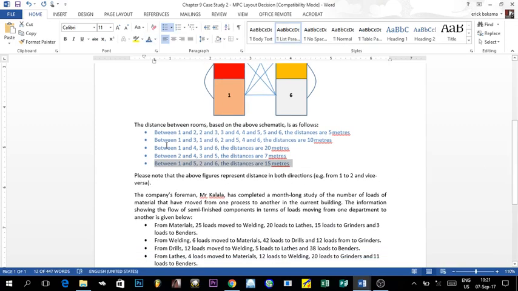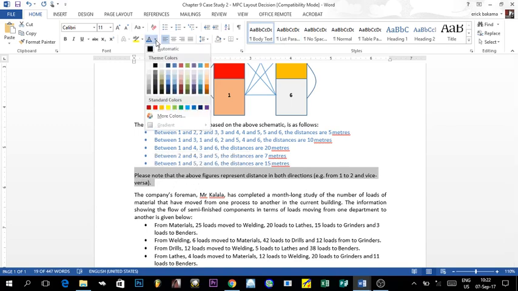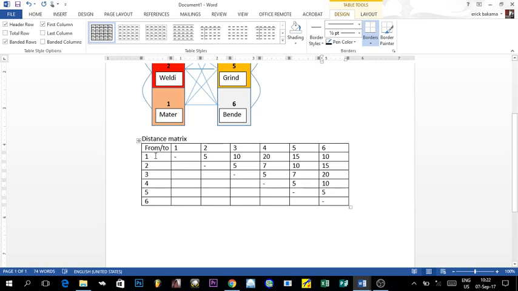But because of this statement that says, please note that the above figures represent the distance in both directions, it means that the distance between 1 and 2 is equal to the distance between 2 and 1. So we need to fill the rest of the table. If the distance between 1 and 2 is 5, that means the distance between 2 and 1 will still be 5 here. Same applies for 3 and 1, it will be 10. After 10 we have 20, and then we have 15. After 15 we have 10. Same applies for the distance between 2 and 3, it must be 5 too. So we have 5 here, 7, 10, and we have 15 here.